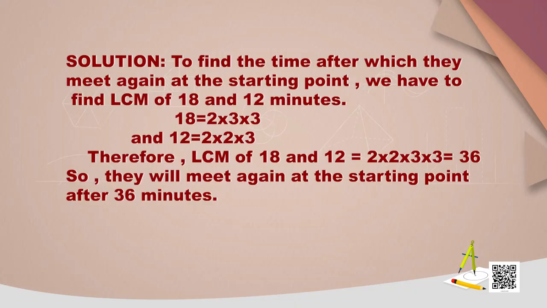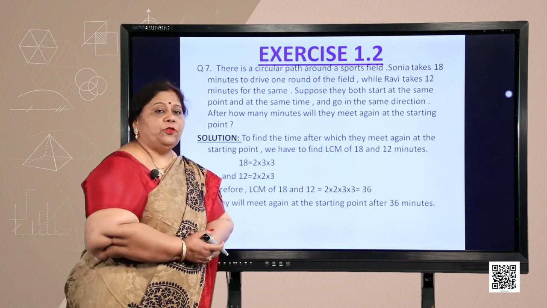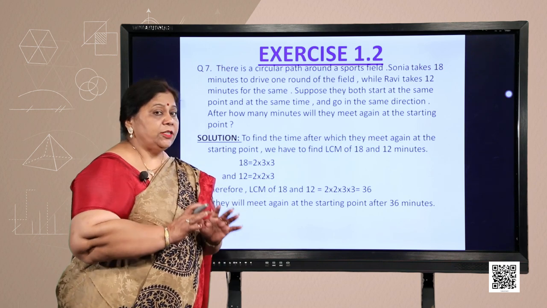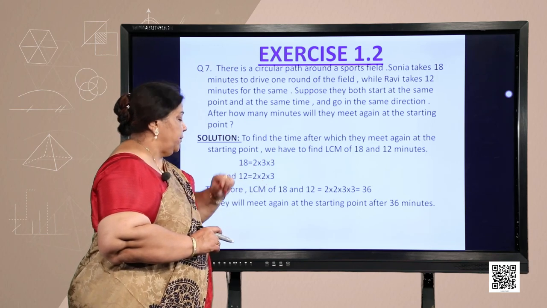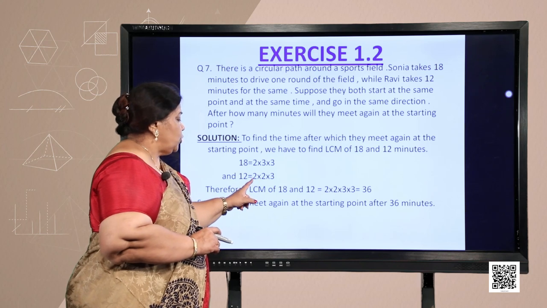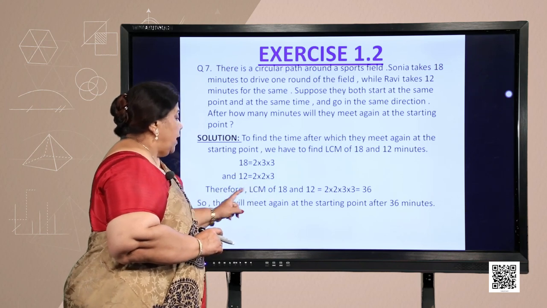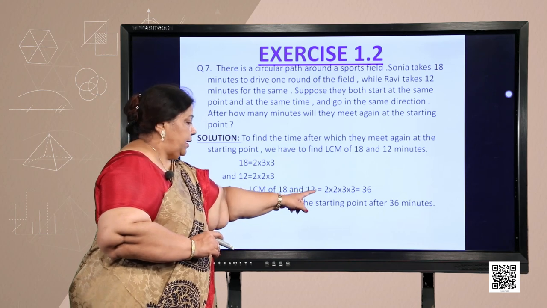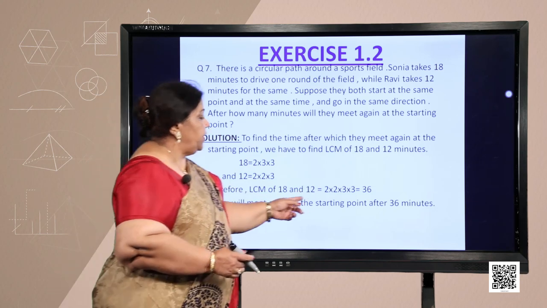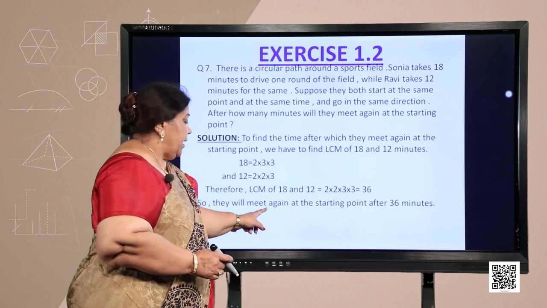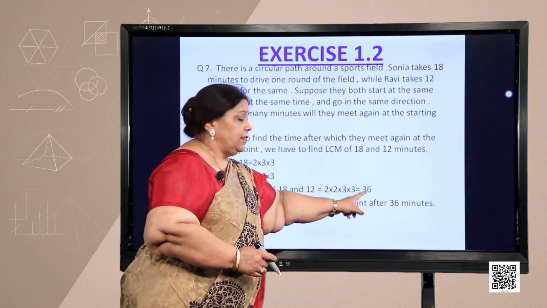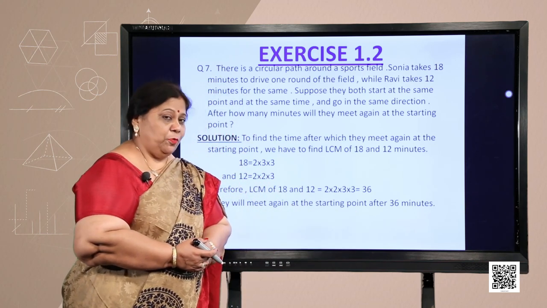That means, to find the time after which they meet again at the starting point, we need to find the LCM of 18 and 12 minutes. LCM means least common multiple. Here, 18 can be factored as 2 into 3 into 3 and 12 can be factored as 2 into 2 into 3. Therefore, LCM of 18 and 12 is 2 into 2 into 3 into 3, that is 36. So they will meet again at the starting point after 36 minutes. I hope it is clear.